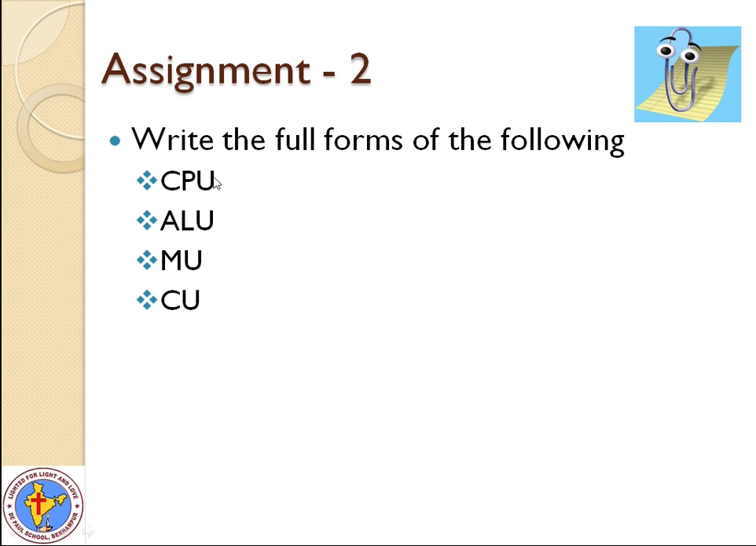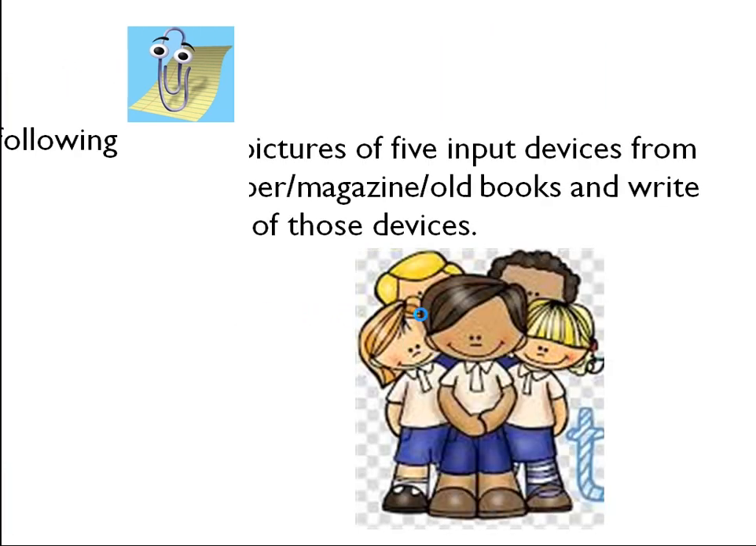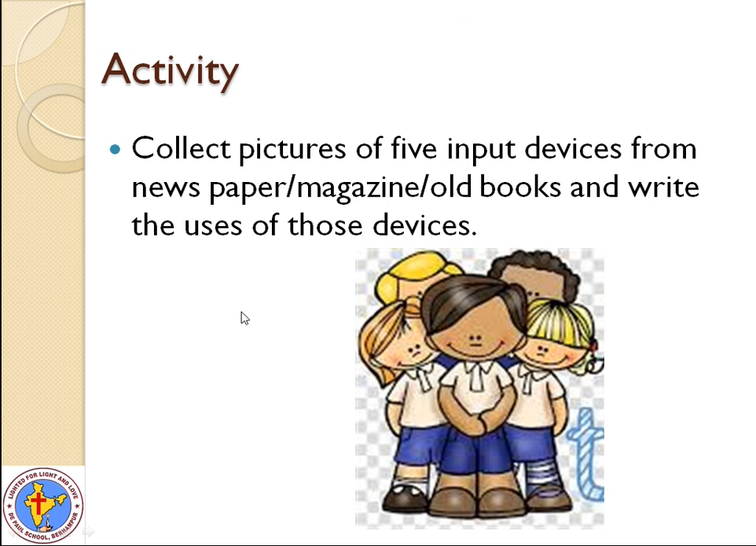Assignment time. Go through the video and find out the full forms. Write the full forms of CPU, ALU, MU and CU. Children, I am going to give you one activity, which is to collect pictures of minimum 5 input devices. You can collect them from newspaper or magazine or from old books and write the uses of those devices.